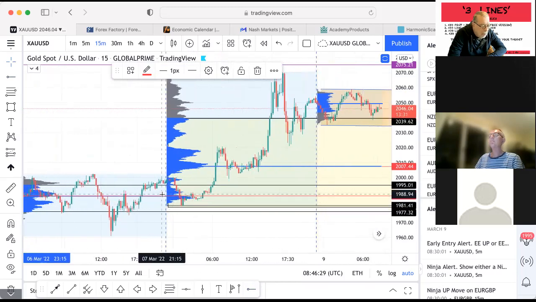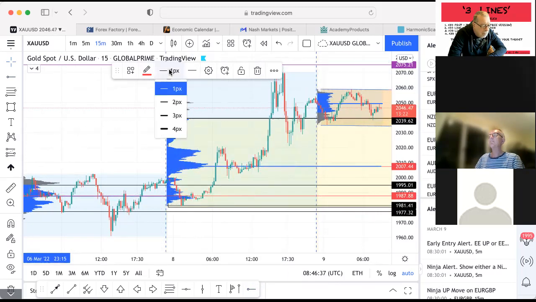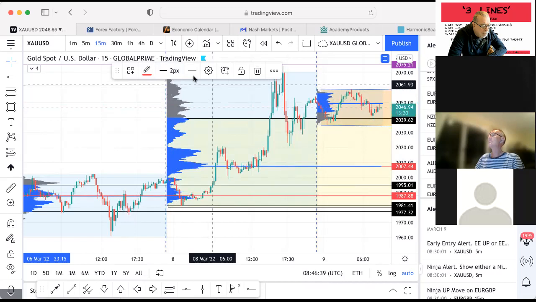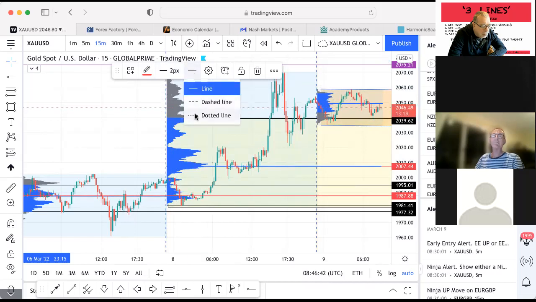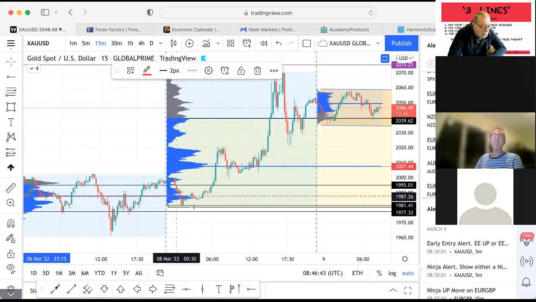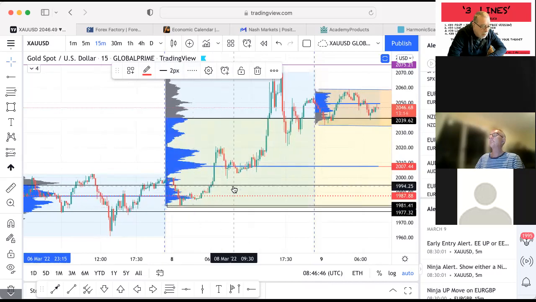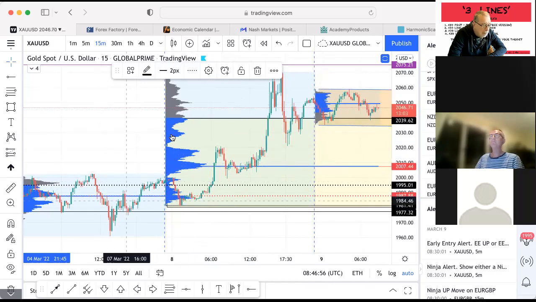Perhaps I should change the style of these lines to make it a bit more visible. I'll make them thicker, but I'll make them dashed or dotted. There we go. So that's yesterday's point of control. We'll do the same with this one. We'll make it a bit thicker, but we'll make it dotted. Right. So it's now not as confusing as it was.